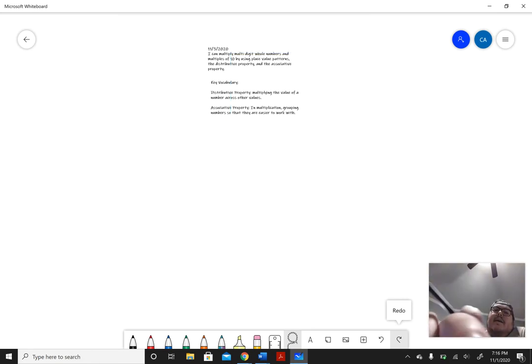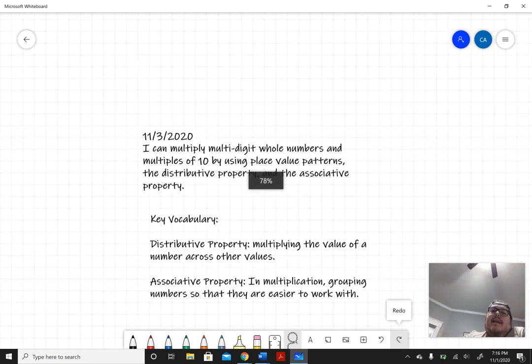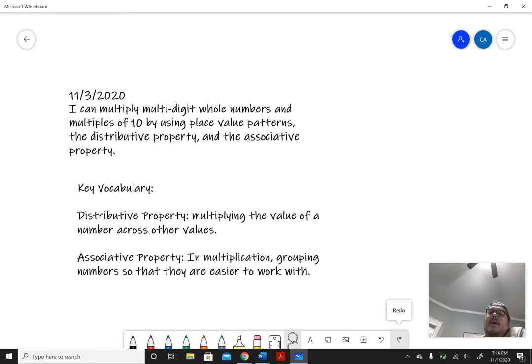All right, let's look at our learning objective for today. It says, I can multiply multi-digit whole numbers and multiples of 10 by using place value patterns, the distributive property, and the associative property. Oh my goodness, that is a mouthful. Do you agree? I hope so. It's like 3¼ lines long. That's a lot. So let's break this down and process it a little bit.